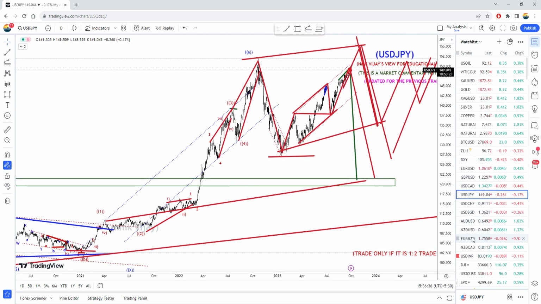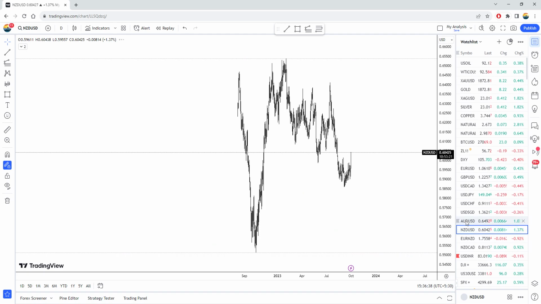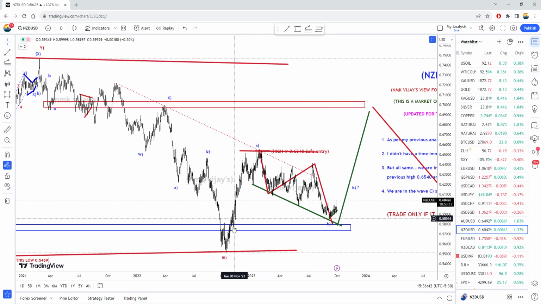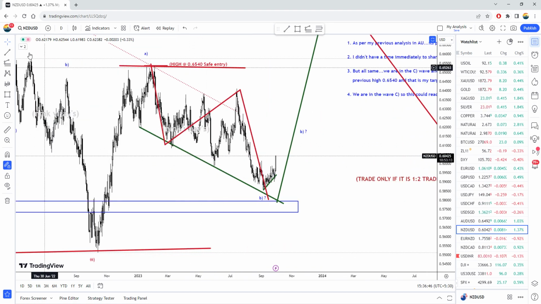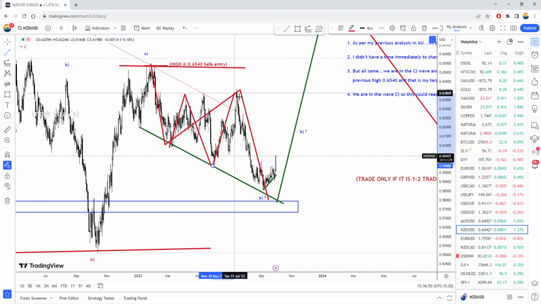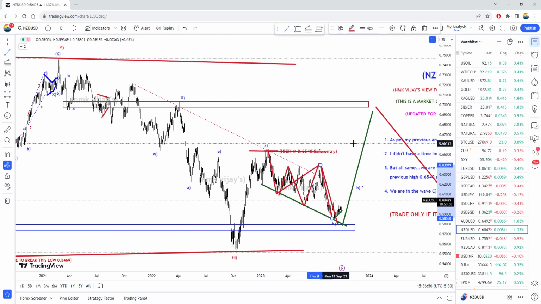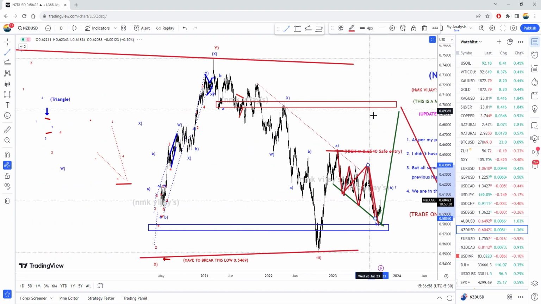So what is next is the New Zealand dollar. I already shared my view. Now this is the impulsive wave A, B, C. Here the B is also on. Look at this. It's an expanded flat and one impulsive wave to the downside. Now I'm expecting it to break above this high. So my target is 6069.